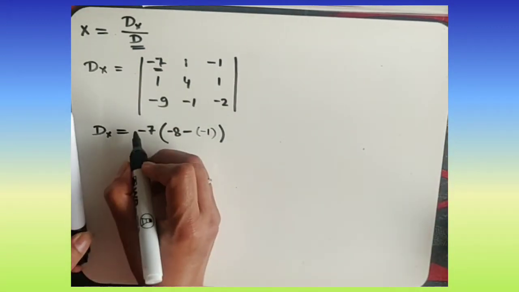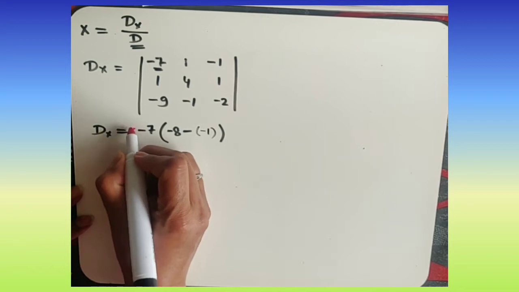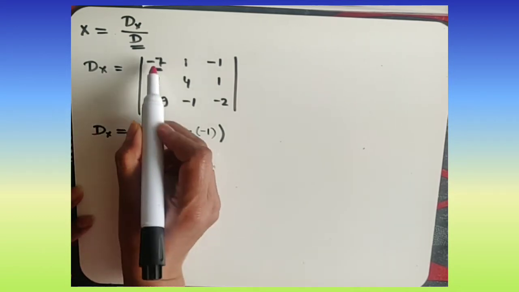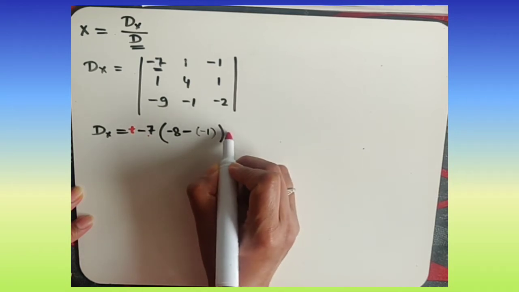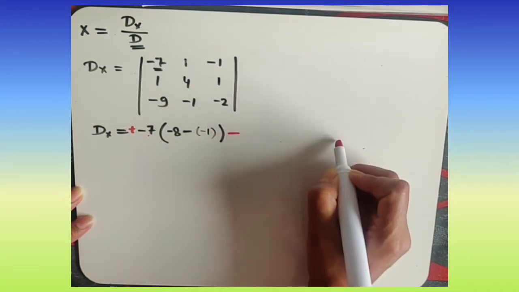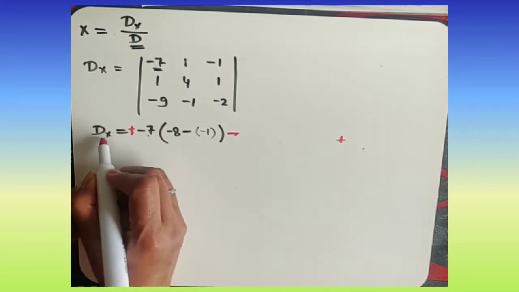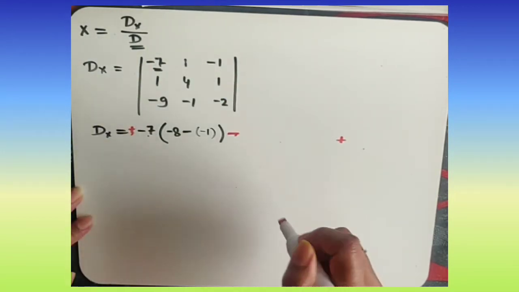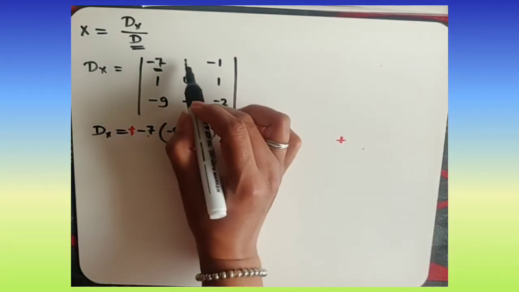Then here it will be the rule of determinant. The first one will be plus, but here the first number is minus 7, that's why we wrote minus 7. After this the second will be minus, and then the third will be again plus. So plus minus plus, this way we will find the determinant of the coefficient matrix. Then minus, then we will write down the second number.